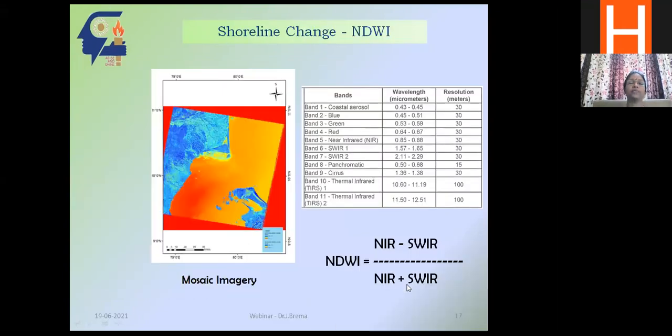This was done to find out what changes were taking place on the shoreline. So again, we used this NDWI. This is what I was telling, how to differentiate land and water. We used NIR, which is near infrared, and SWIR, which is shortwave infrared. So we have all these bands here.